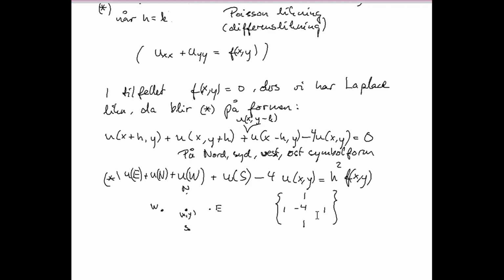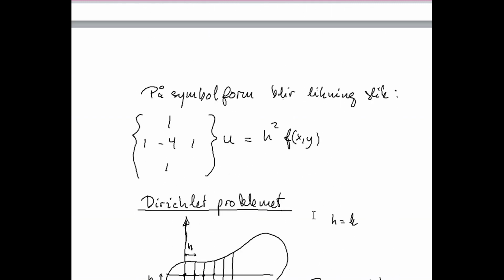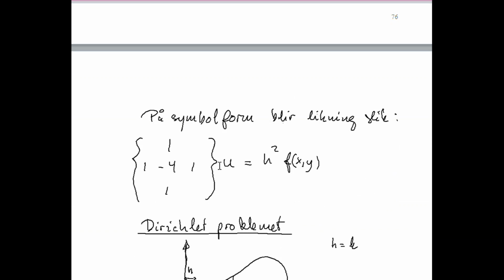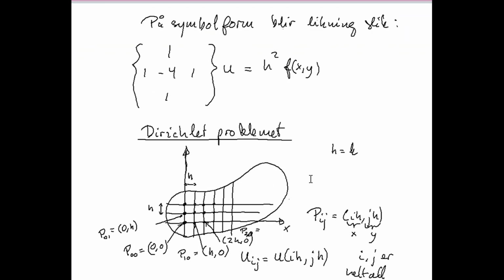So maybe this way of writing the equation could be easier for us. So in symbolic form we can write the equation by this. We just use this symbol and multiply it in some sense with u, and get h squared multiplied with f of x, y. The Dirichlet problem will be solved very soon by using numerical methods where we use this scheme.